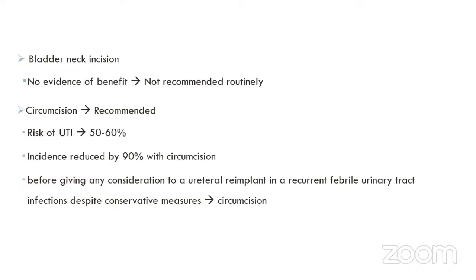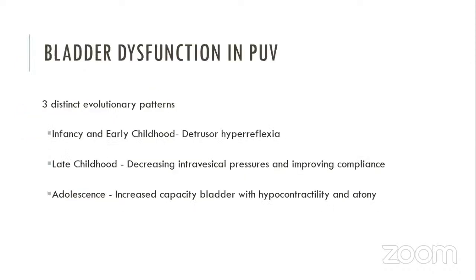Bladder dysfunction in posterior urethral valves has three distinct evolutionary patterns. In infancy or early childhood, there is detrusor hyperreflexia. Later, there is decreasing intravesical pressure and improving compliance. And in adolescence, there is increased bladder capacity and hypocontractility, and bladder function long-term follow-up is mandated.